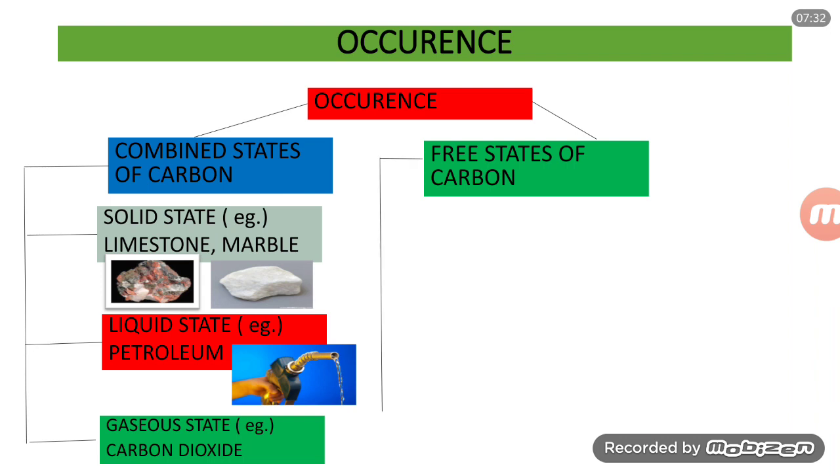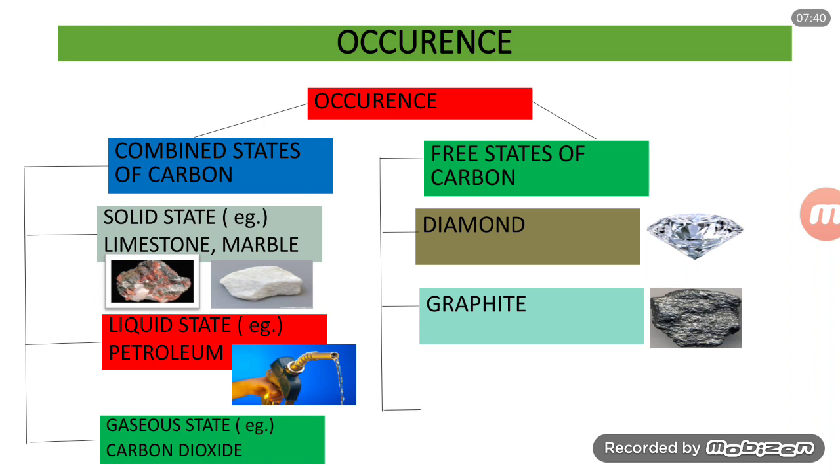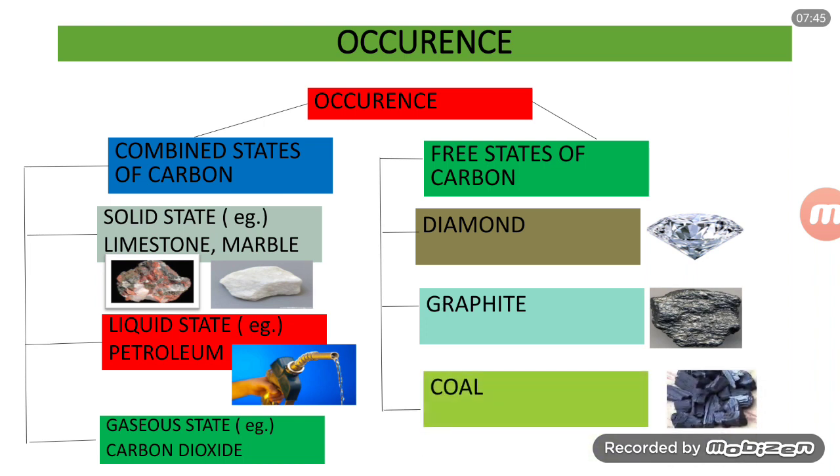In free states of carbon, we'll study diamond, graphite and coal. Okay, all this, that is coal, graphite and diamond, are the free states of carbon.